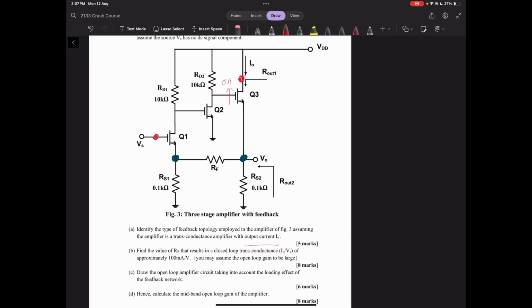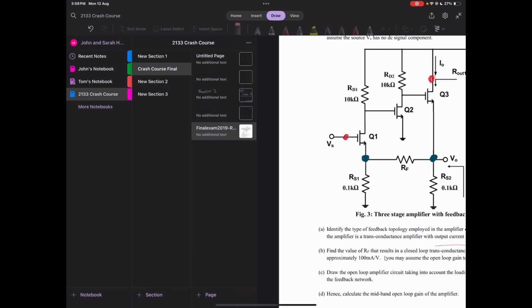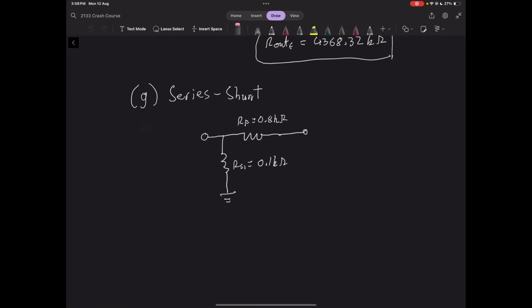If we were sampling a voltage at the output, we wouldn't necessarily need RS2, because changing its value wouldn't necessarily change the voltage at this node. So it is actually important to know whether you're sampling voltage or current to determine the feedback network. But in this case, this resistor would affect how much current is fed back. And because it's series at the output in our topology, we need to include that resistor in our feedback network.